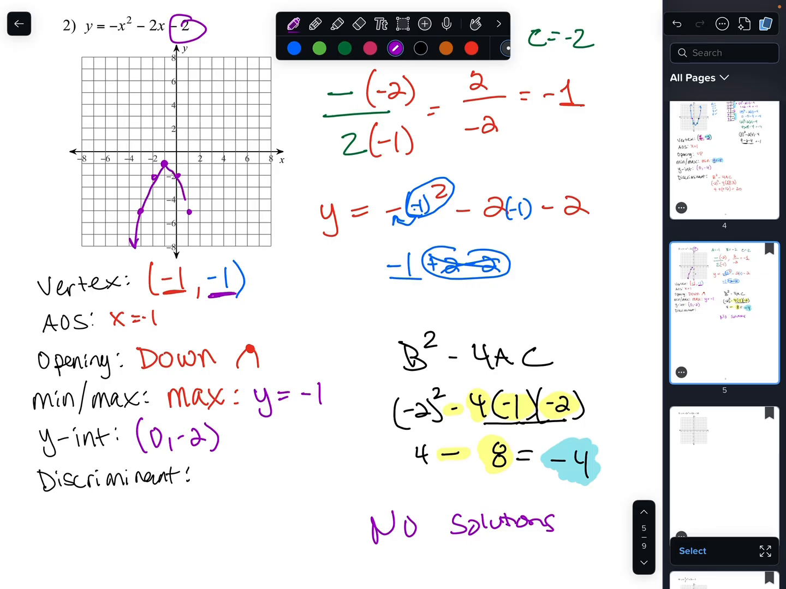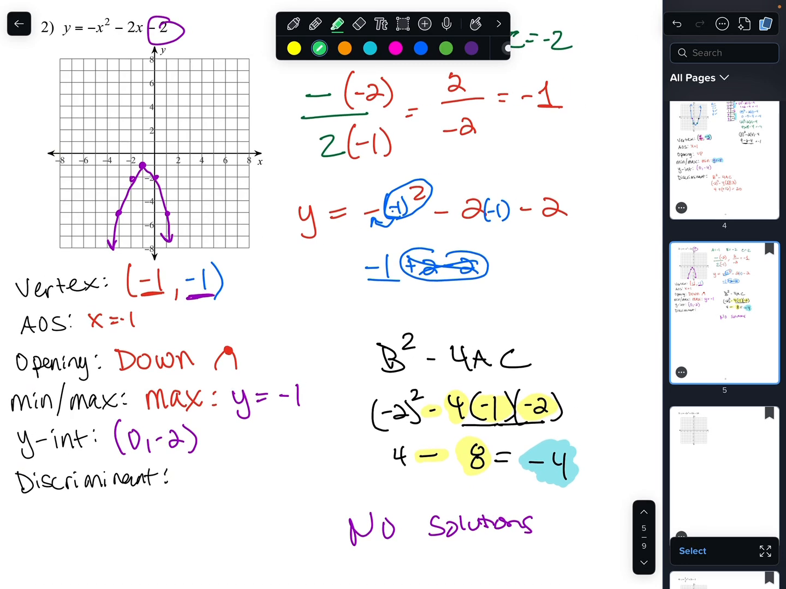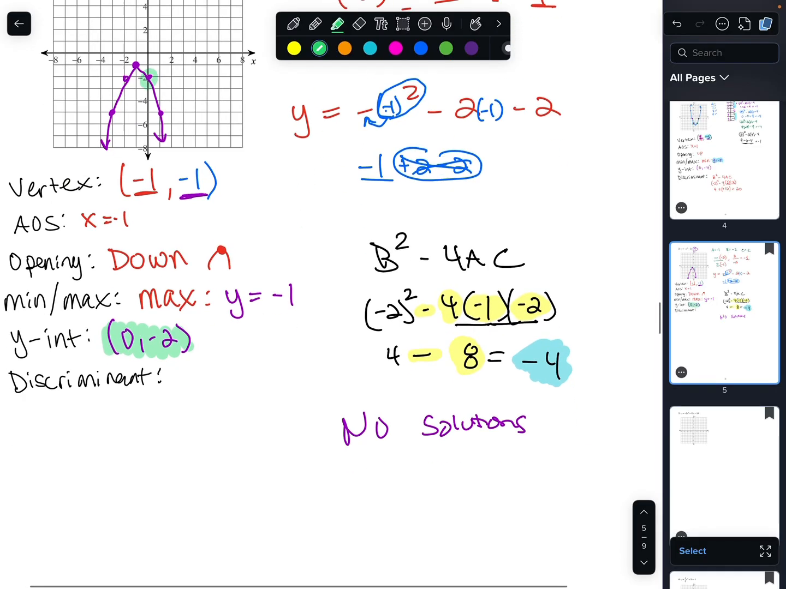And there's our graph. And you see that it doesn't touch the x-axis. And our y-intercept that we figured out earlier, this y-intercept right here is this one right there. Okay, moving on.